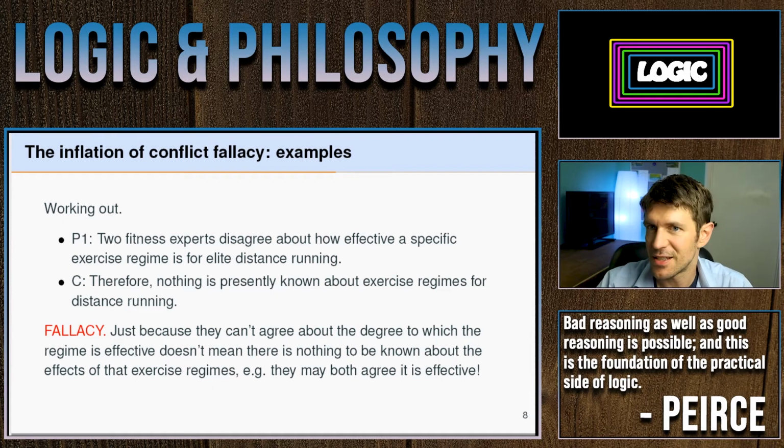So an individual who commits this inflation of conflict fallacy, what they would do is point to the fact that these two health experts disagree upon whether a specific exercise regimen is effective for distance running, and then they inflate that conflict. They would inflate it to apply to all knowledge concerning distance running. But this would be fallacious. Just because they don't agree upon this specific exercise regimen doesn't mean that there aren't also massive agreements upon many other things, let's say about eating healthy or other types of workouts that you might do. So just because there's disagreement about this specific matter doesn't mean there's disagreement about the whole of the topic.